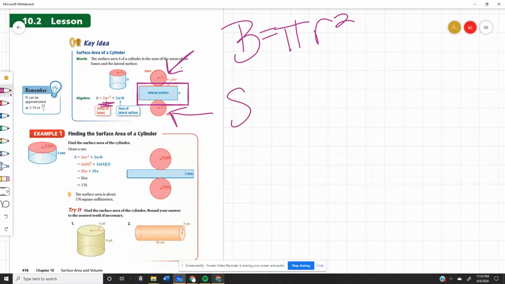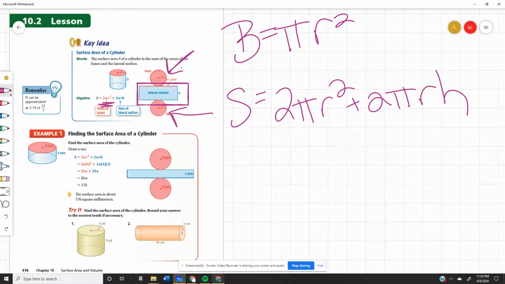So our surface area is going to be equal to 2 pi r squared. And then area of the lateral surface is 2 pi r h. Okay? 2 pi r h. Okay? And that just comes from this lateral surface part right here. All right, so let's look at example 1.